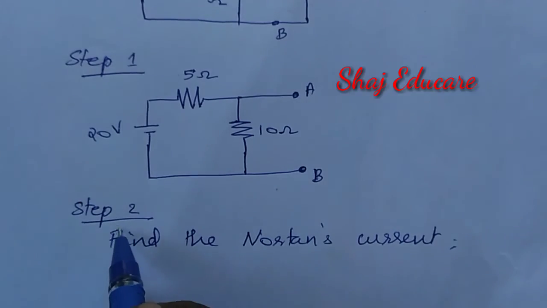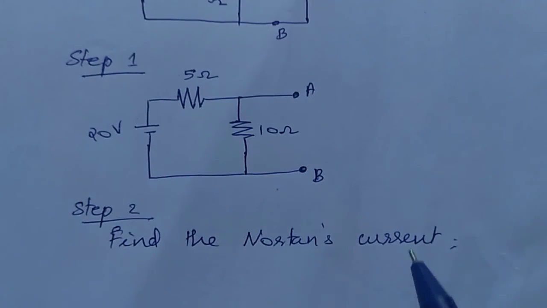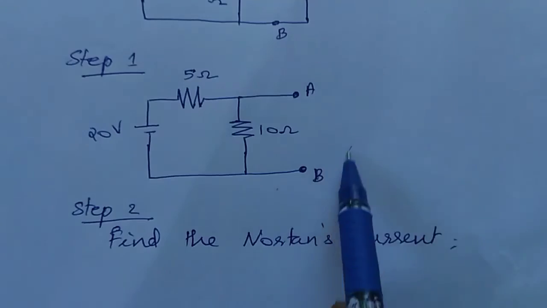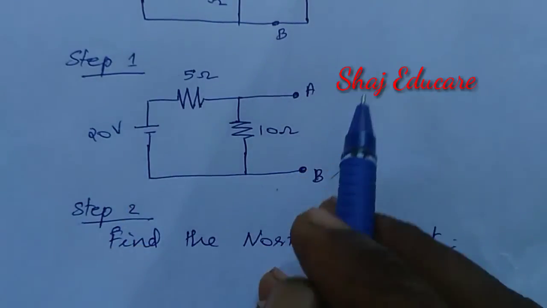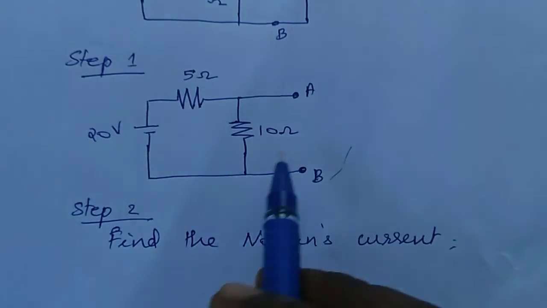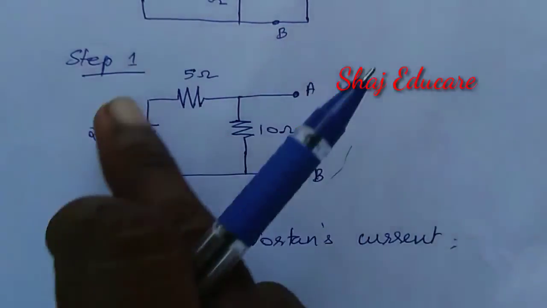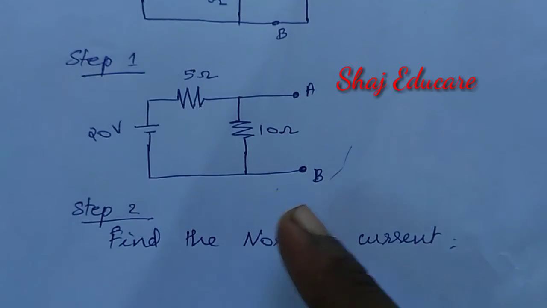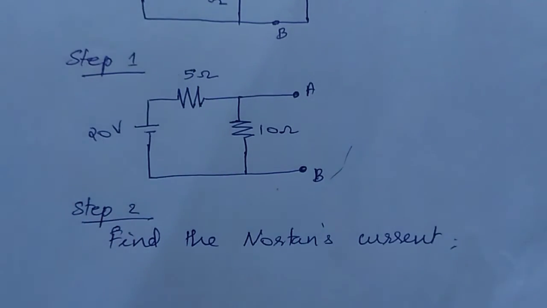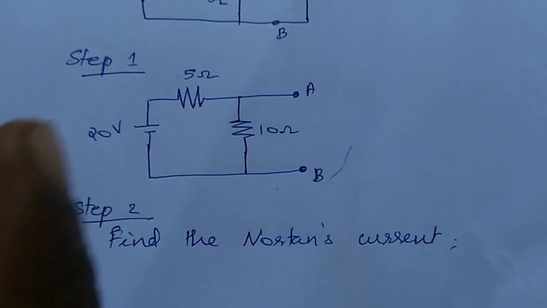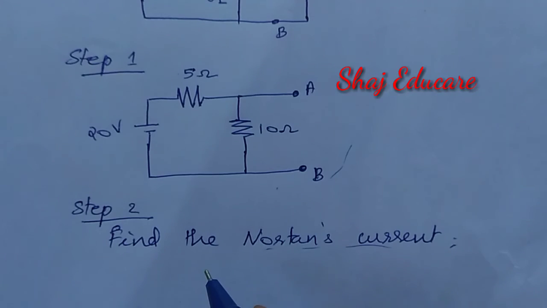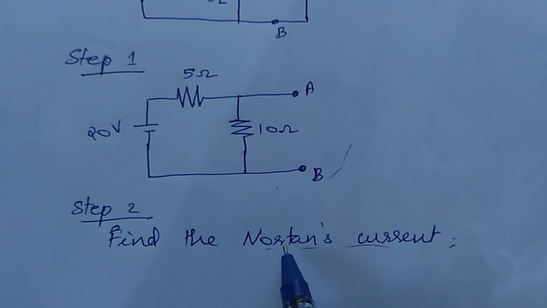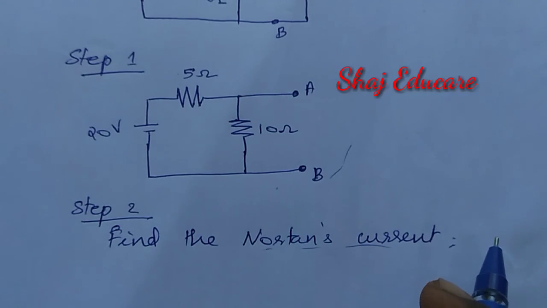In the next step, we are going to find the Norton's current. For what purpose? We have to find the Norton's equivalent circuit for this circuit. We have to replace this circuit using the corresponding Norton's equivalent circuit. So we need two components. The first one is Norton's current and the other one is Norton's equivalent resistance. So let us find the Norton's current source first.